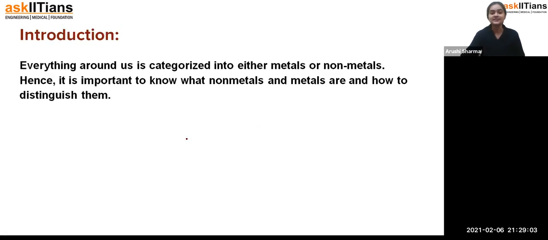Okay, so now starting with the introduction. If we look around us, everything we have categorized into metals or non-metals. It becomes a very important thing for us so that we can distinguish them. For example, plastic is made up of non-metals. If I say an iron box, the iron box is a metal, we know this. But how can we distinguish them? On what basis are we saying that they are metals or non-metals? We are going to see all such things.